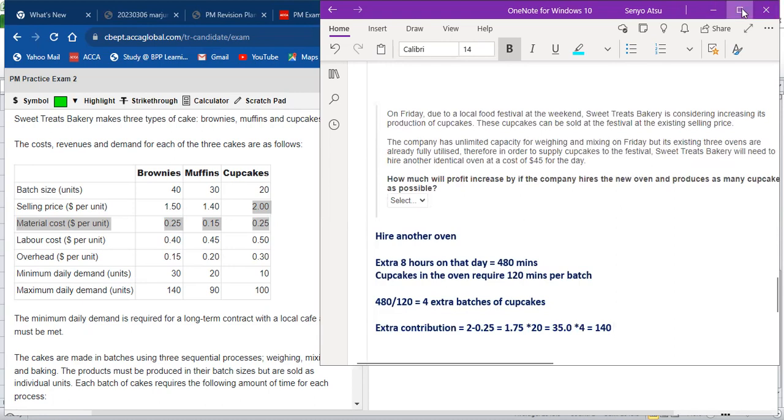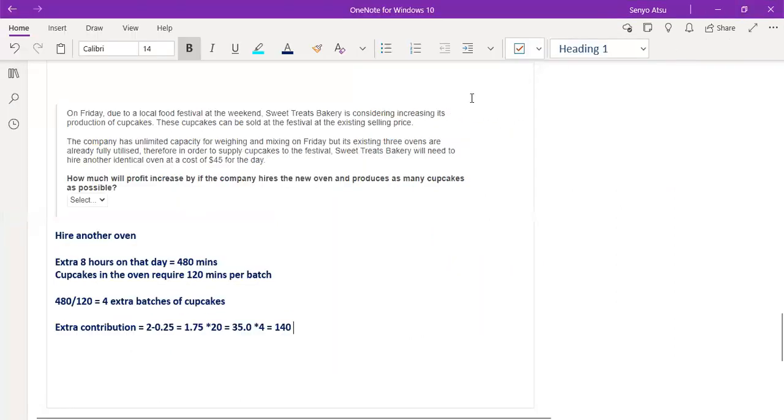How much will profit increase by if the company hires the new oven? $140 less the hiring cost. We're told the oven will be hired at a cost of $45 for the day. So what an extra oven does for me is that it increases profit by 140 minus 45, $95. And so I'll select this from the dropdown.